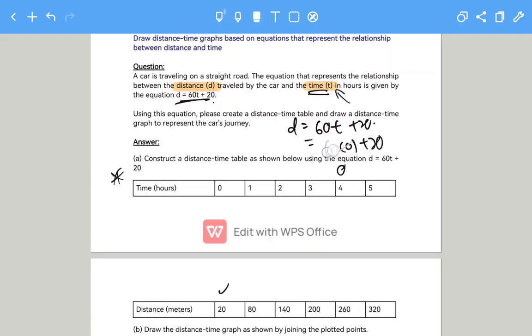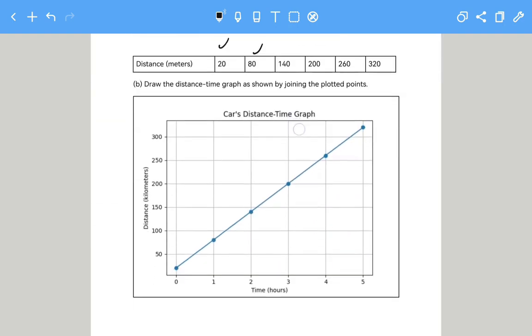Alright, so goes to the next. If t is equal to 1, so 60 plus 20, it will be 80. So we need to substitute one by one. After we have substituted one by one, we need to sketch the graph. Usually, after you calculate this data, the question asks you to sketch the graph.